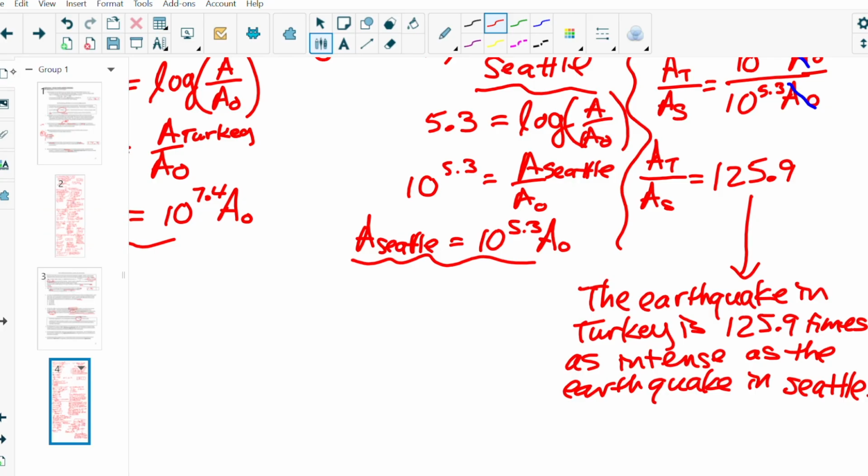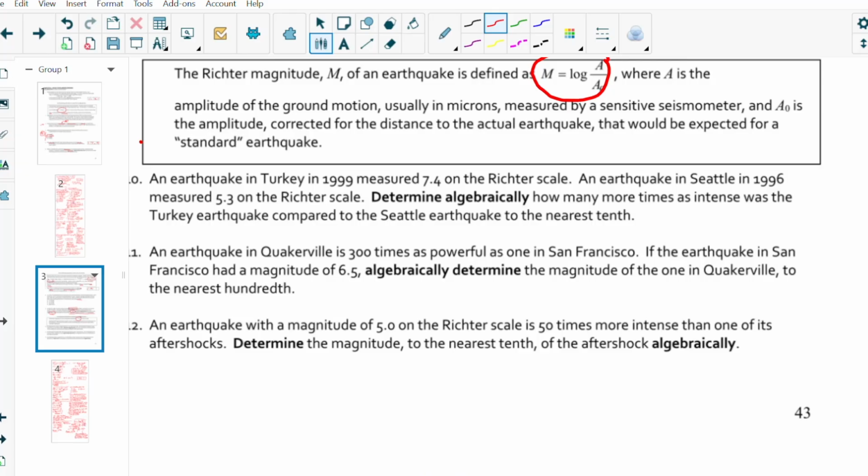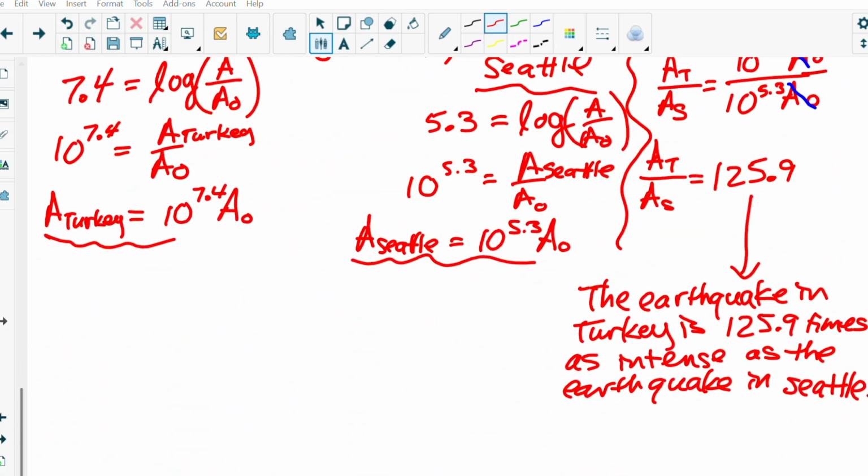Let's go to number 11. So number 11, an earthquake in Quakerville is 300 times as powerful as the one in San Francisco. If the earthquake in San Francisco had a magnitude of 6.5, algebraically determine the magnitude of the one in Quakerville to the nearest 100th. Okay, so let's see. Number 11, folks.